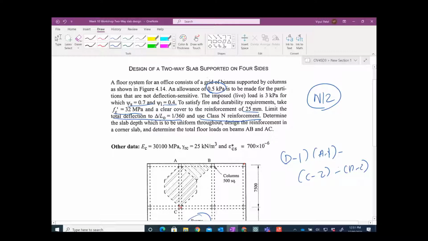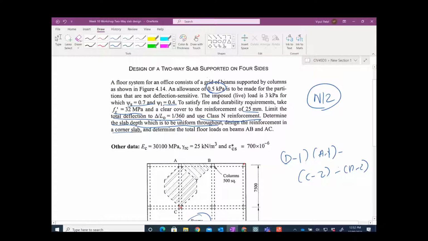widely spread. So in that case we need a small bar but closely placed. Therefore we generally use N12 bars, unlike in the beam where we use N16, N20, N24 and so on. So we use N12 bars. Determining the slab depth, which is to be uniform throughout. So we just need to use uniform slabs.